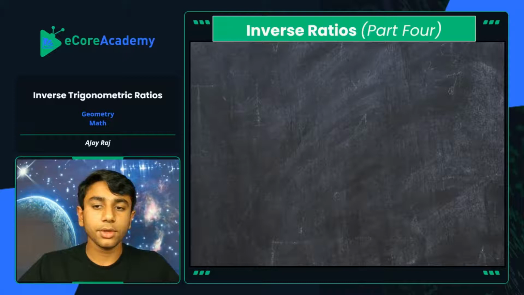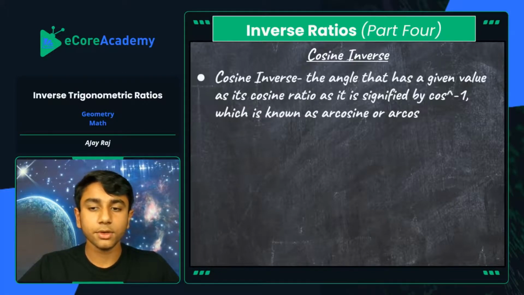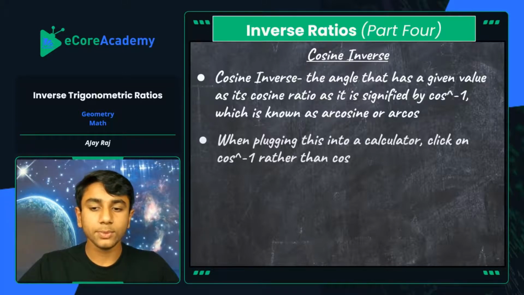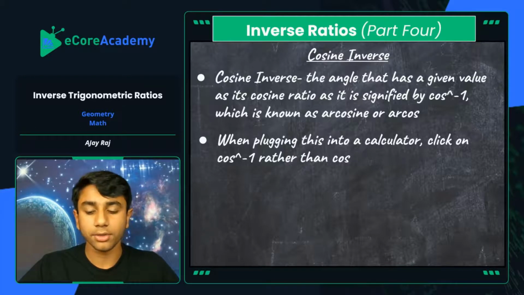Moving on to cosine ratios, so inverse ratios part 4, and our cosine inverse. Let's look at exactly how that's going to relate to the cosine trigonometric ratio. So the cosine inverse is the angle that has a given value as its cosine ratio, as it is signified by cos to the negative 1 or cosine to the negative first power, which is known as arc cosine or arccos. And when plugging this into a calculator, you're just going to click on cosine to the negative first power rather than cos or cosine.